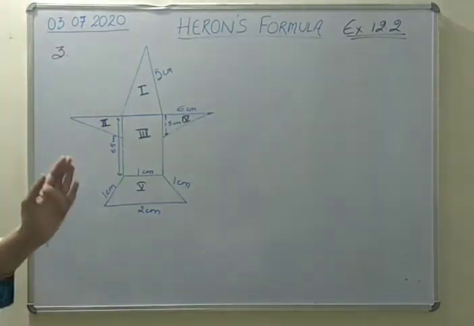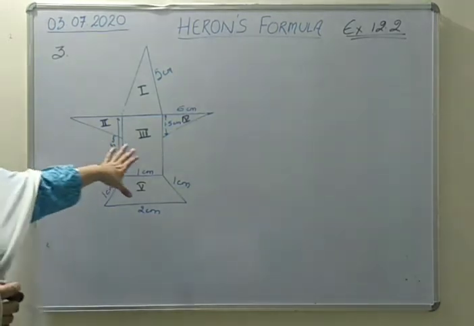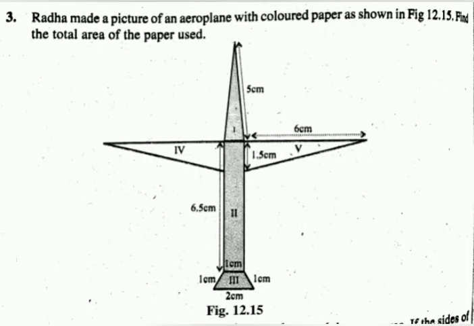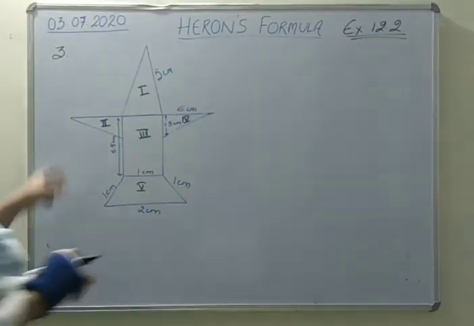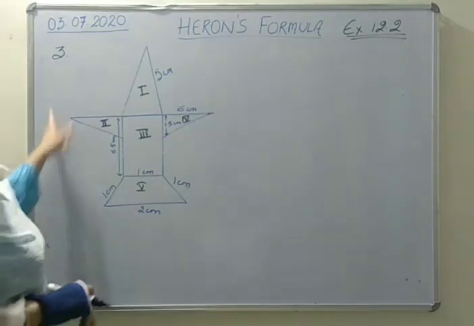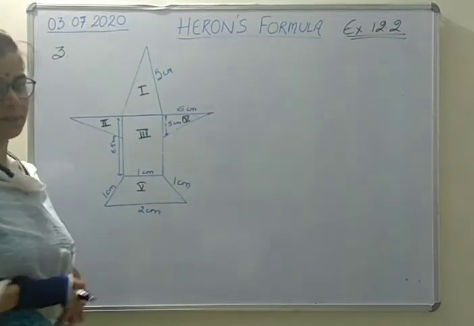Now in question number 3, this figure is given to us. The question is, Radha made a picture of an aeroplane with colored paper as shown in the figure. We have to find the total area of the paper used. So this is the picture of the aeroplane made by Radha. We have to find the total area of this picture.